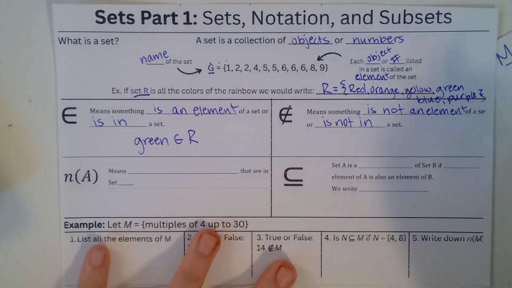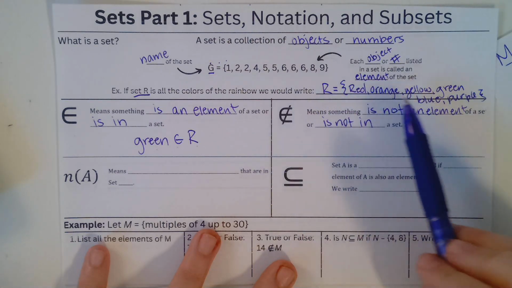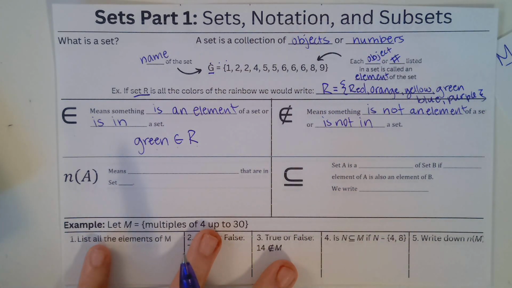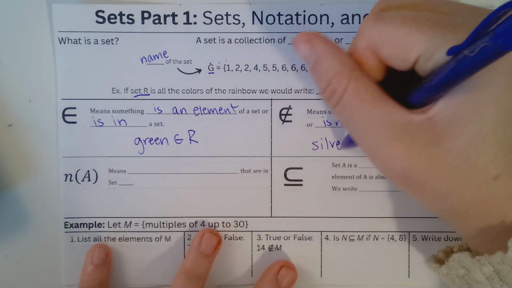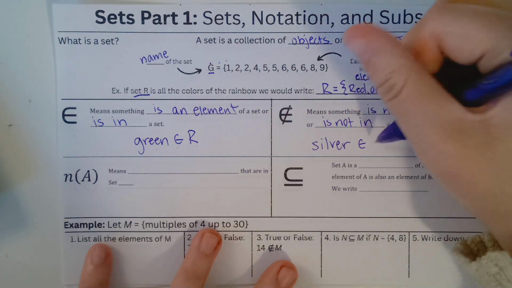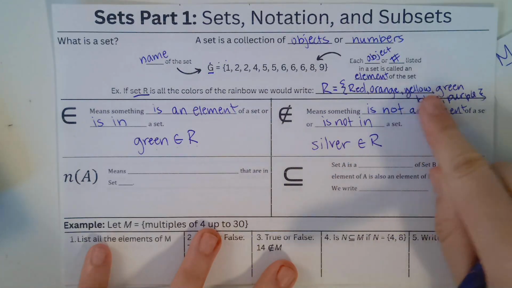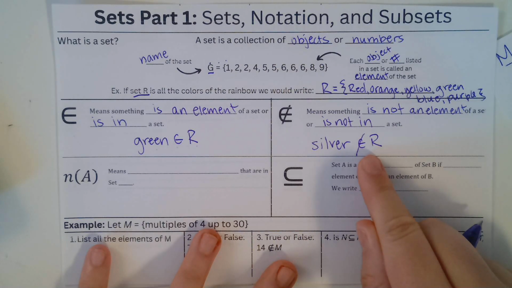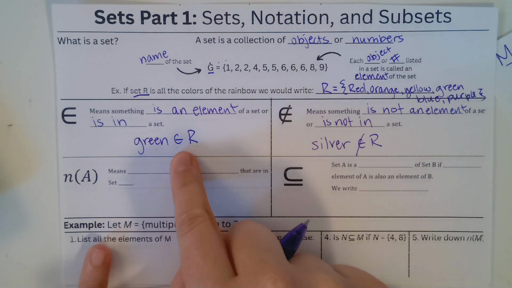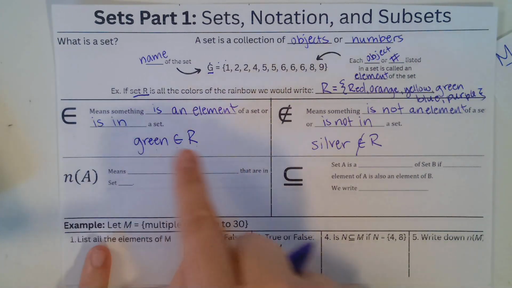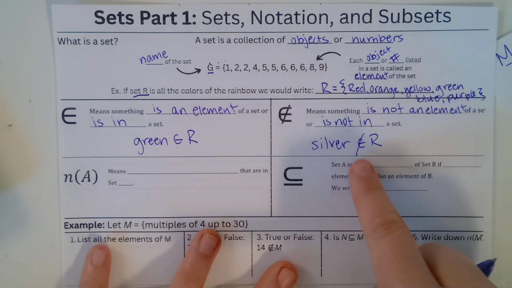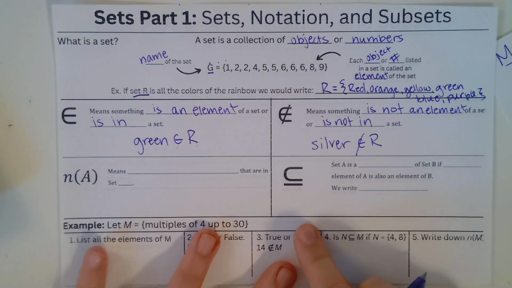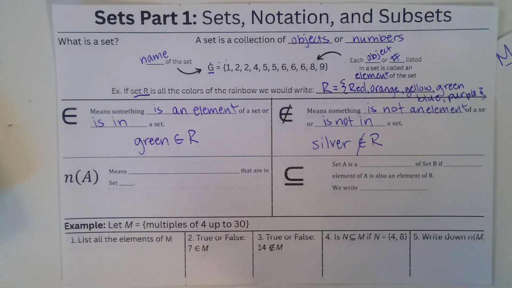So for example, if I go back to our rainbow set example, in this case the color silver. Silver is not an element of R. Silver is not one of the things that is listed here. So we would say that it is not an element of R. So something that's in the set has this little E looking symbol. Something that's not in the set has the E symbol with a line through it. So those kinds of things go together.